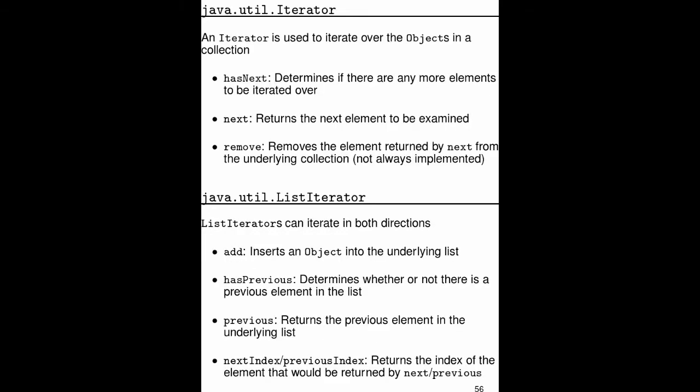Okay, I've mentioned these things called iterators a couple times, and here are the details. So an iterator is this interface that only has a couple of methods, and what they do is provide the ability to iterate over the objects in some collection.